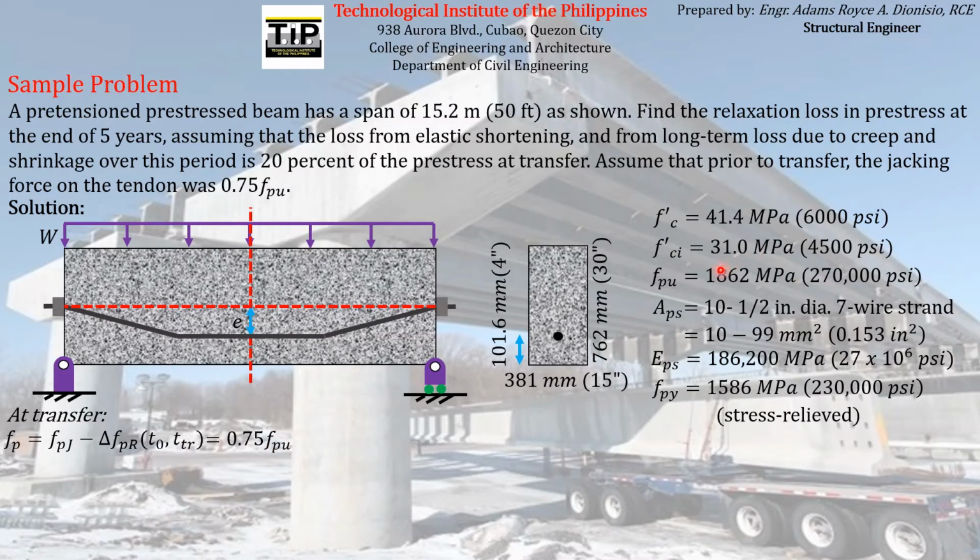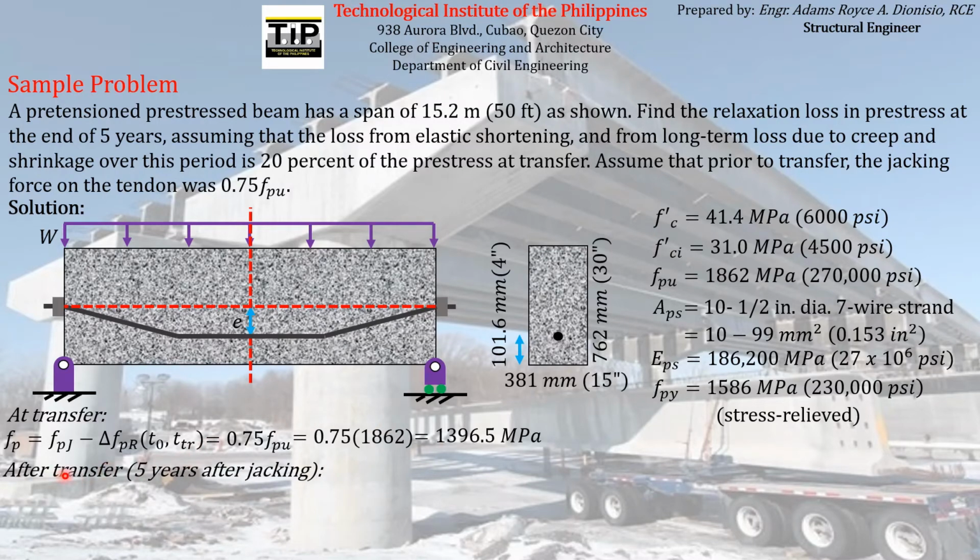which is equal to 1862 megapascal. So therefore, we will just substitute the magnitude of fpu. We can find that the pre-stress at transfer is equal to 1396.5 megapascal.